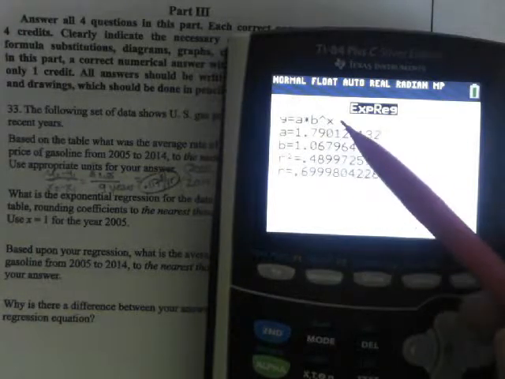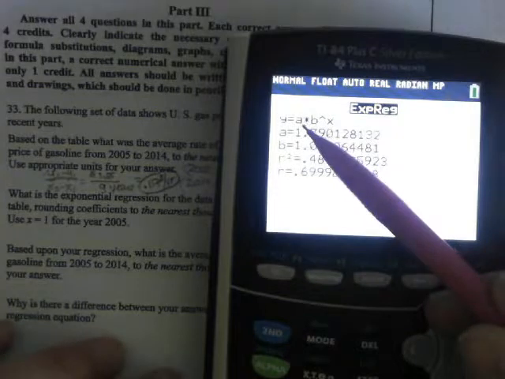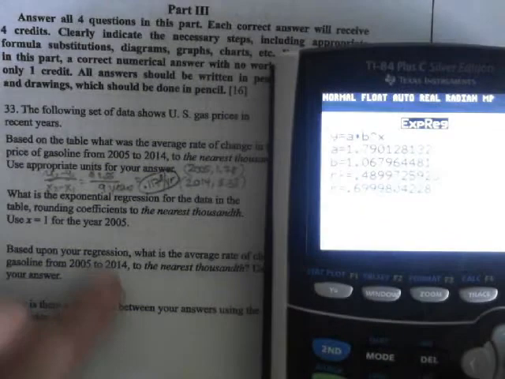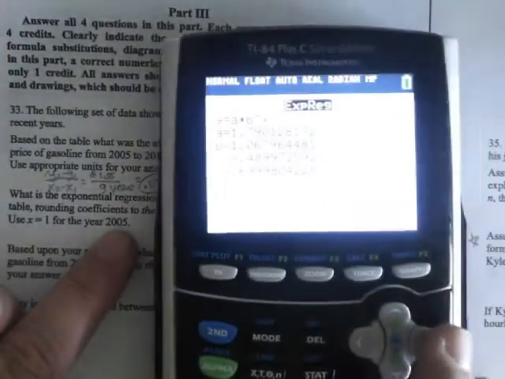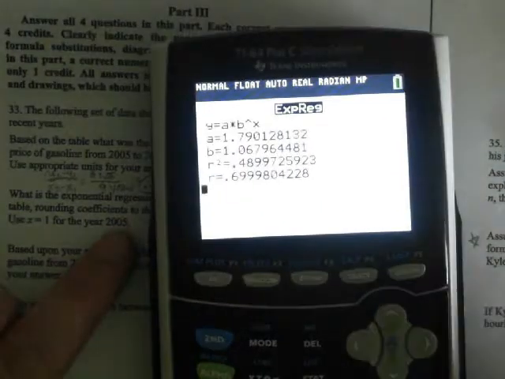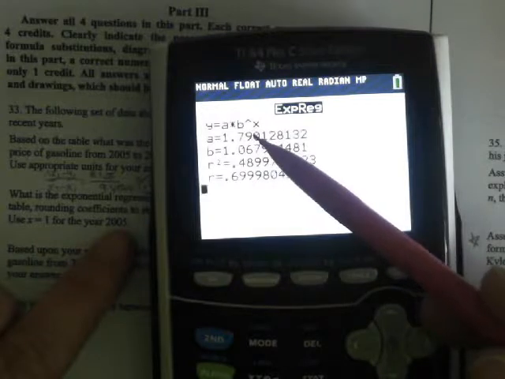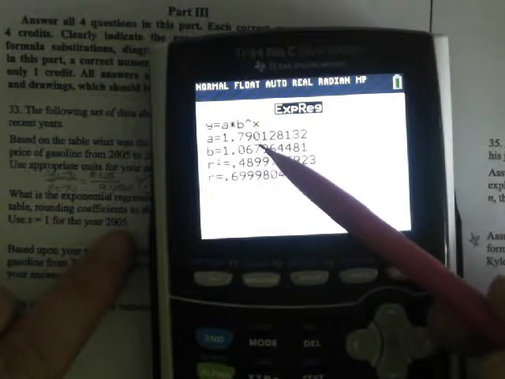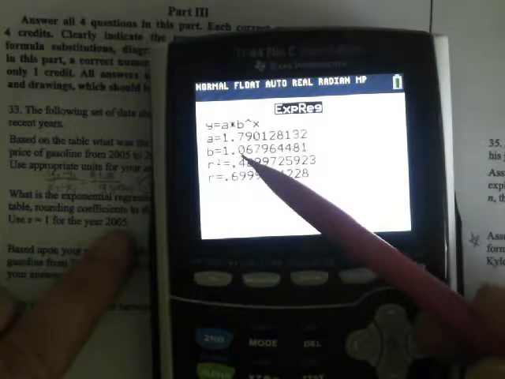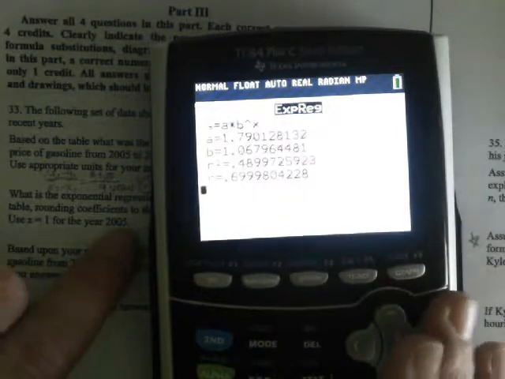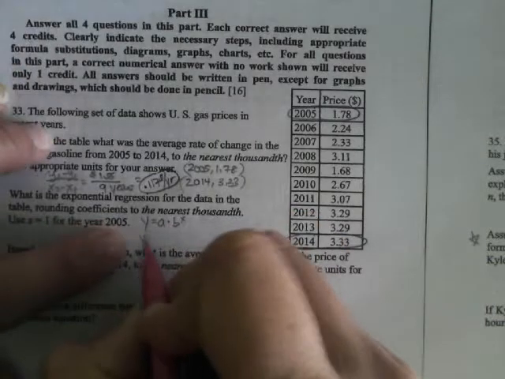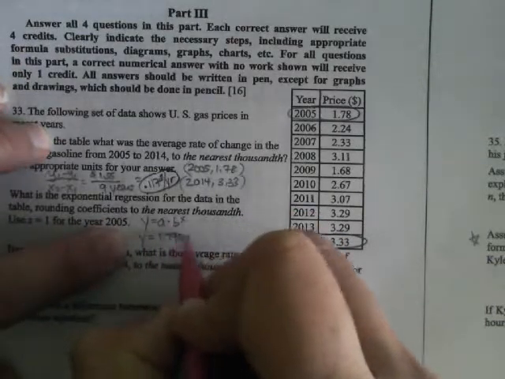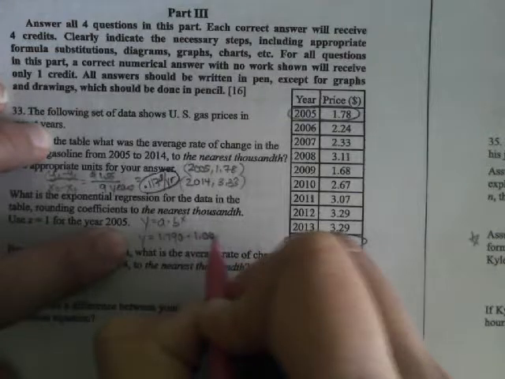And then you just fill in. It says round the coefficients to the nearest thousandth. So, this screen is 1.790, tenths, hundredths, thousandths. So 1.790 and 1.068 for our b. So y equals a times b to the x turns into y equals 1.790 times 1.068 to the x power. There it is.